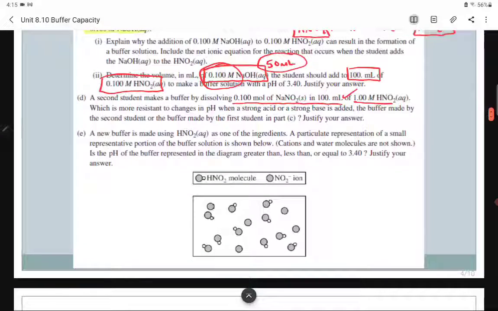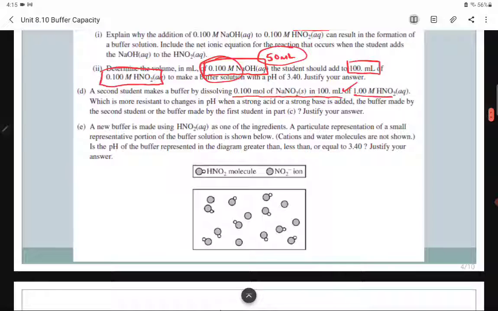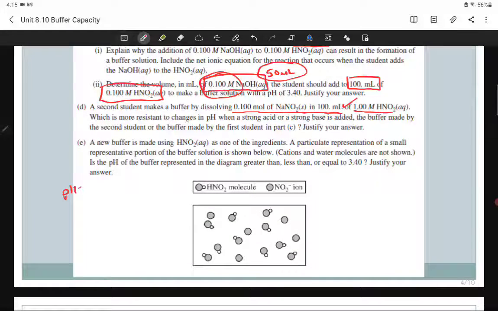And we have a part E here. New buffer. It's in a particle diagram. Is the pH of this buffer greater than, less than, or equal to 3.4? So we have pH equals pKa plus log of NO2 minus over HNO2. Whichever one we have more of is going to impact our pH.